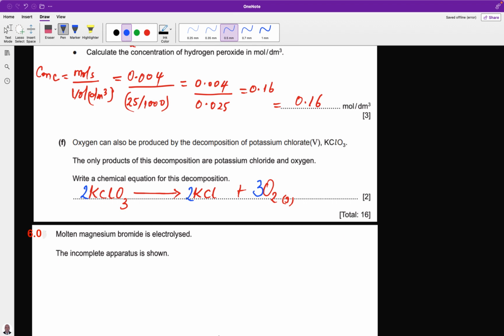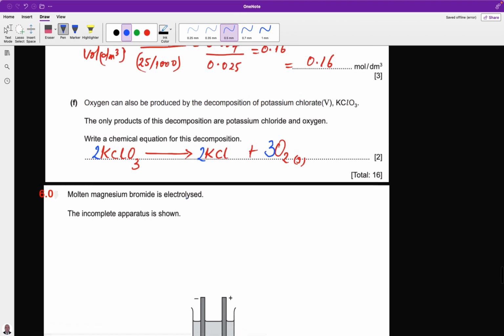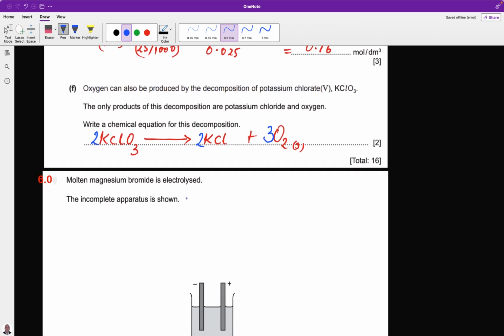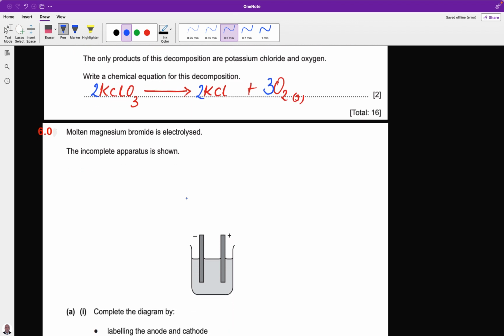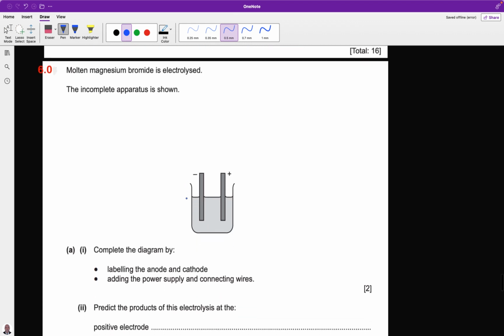Now it takes us to one of the last sections of the paper, which is on molten electrolysis. Molten magnesium bromide is electrolyzed. The incomplete apparatus is shown. Complete the diagram by labeling the anode and the cathode, adding the power supply and connecting the wires.